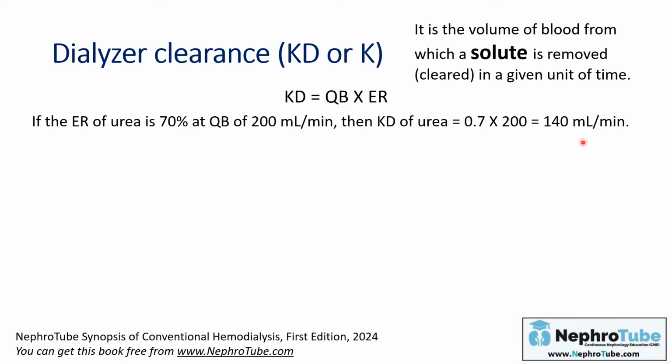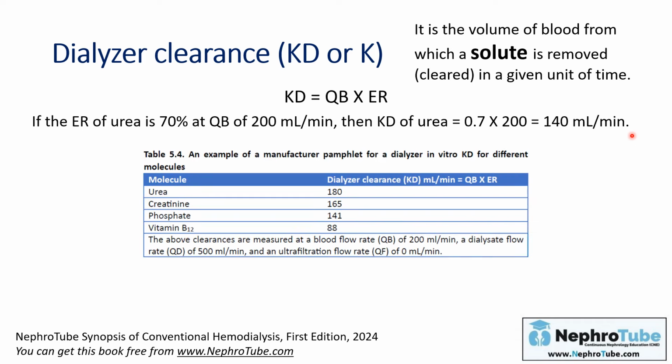What is meant by the dialyzer clearance being 140 ml per minute? It means that 140 ml of blood is cleared from urea per minute. This is the dialyzer clearance.